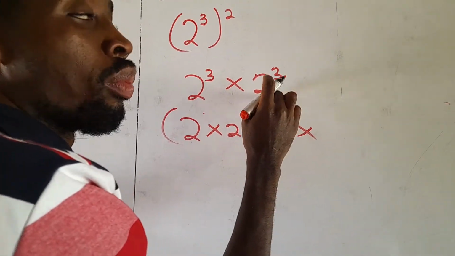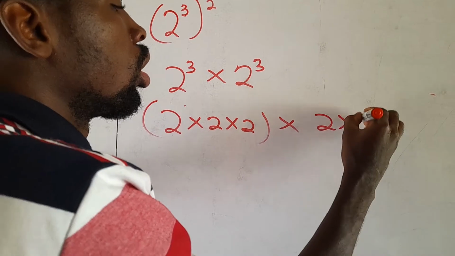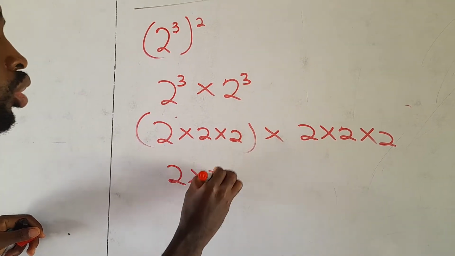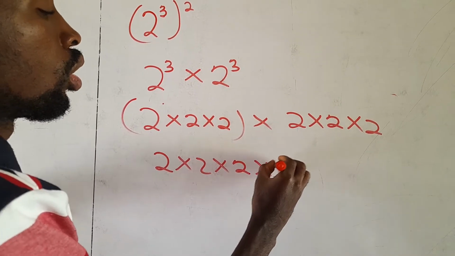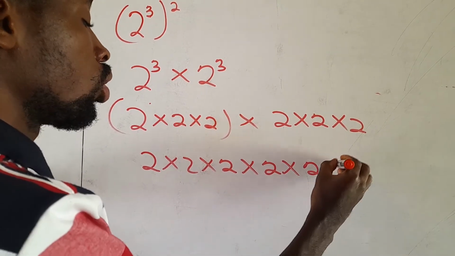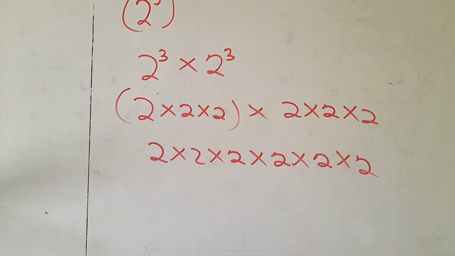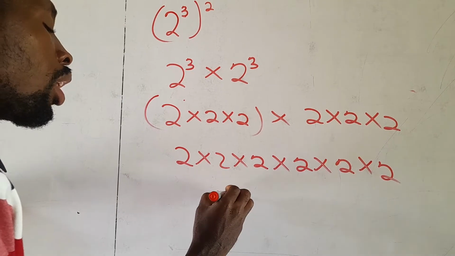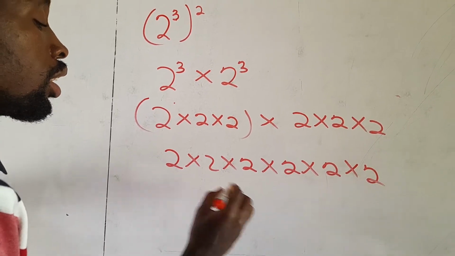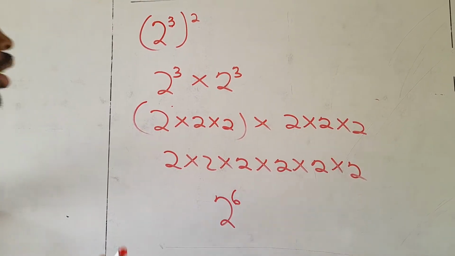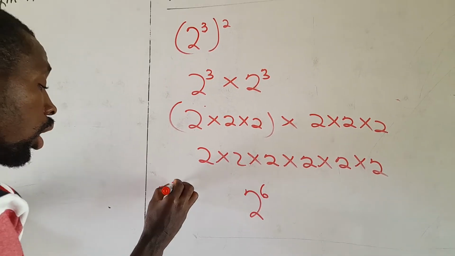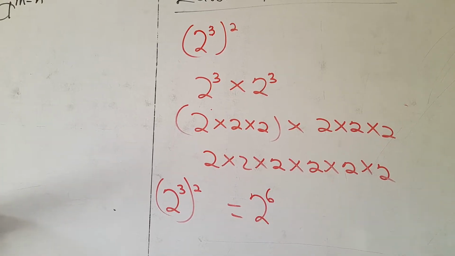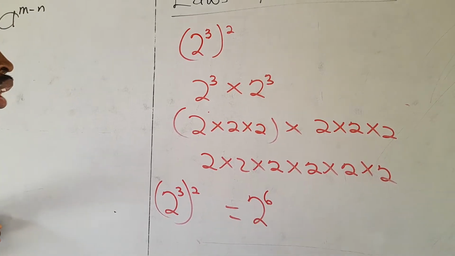Times this 2 multiply itself 3 times. So 2 times 2 times 2. So we will have 2 times 2 times 2 times 2 times 2 times 2, which can be written in an index form as 2 exponent 6. That's 2 multiplying itself 6 times. So look at it. When we are having 2 exponent 3 all exponent 2, after simplifying it we have 2 exponent 6.